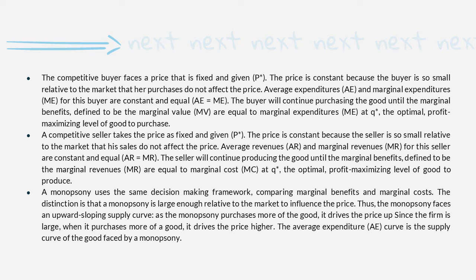A monopsony uses the same decision-making framework, comparing marginal benefit and marginal cost. The distinction is that a monopsony is large enough relative to the market to influence the price. Thus, the monopsony faces an upward sloping supply curve. As the monopsony purchases more of the good, it drives the price up since the firm is large. The average expenditure curve is the supply curve of the good faced by a monopsony.